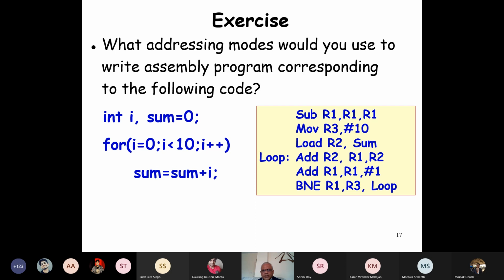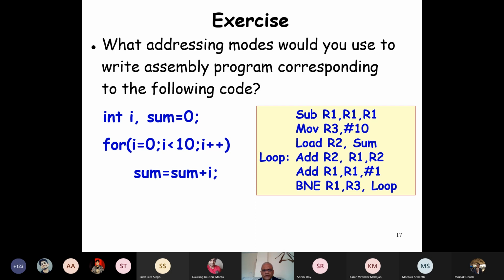And then, so here register direct addressing, and then increment R1. So we add one constant 1 to R1, so immediate addressing. And then this is the loop which is set up here. Branch not equal to: if R1 is not equal to R3, that is, still it is less than 10, then branch to loop. So this is PC relative addressing.